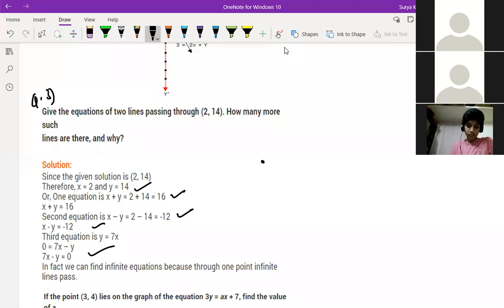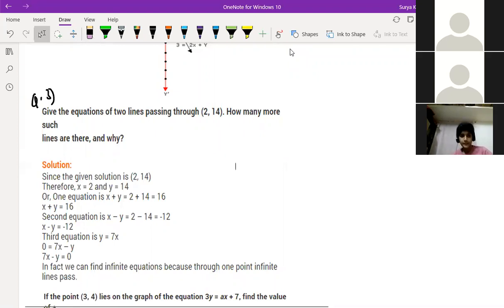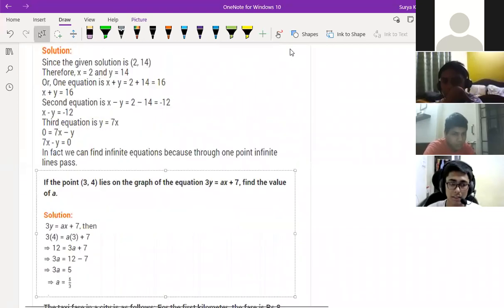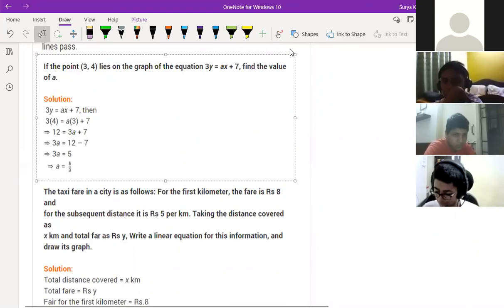From one point, how many lines pass? Infinite. So how many such more lines are there? You can say an infinite number of lines. You have read this in the last class only, right, children? Those who are not getting it can just copy it. Is it clear? Question number 3 we did in the last class. Question number 4, this also we have done. The taxi part. Do you remember?